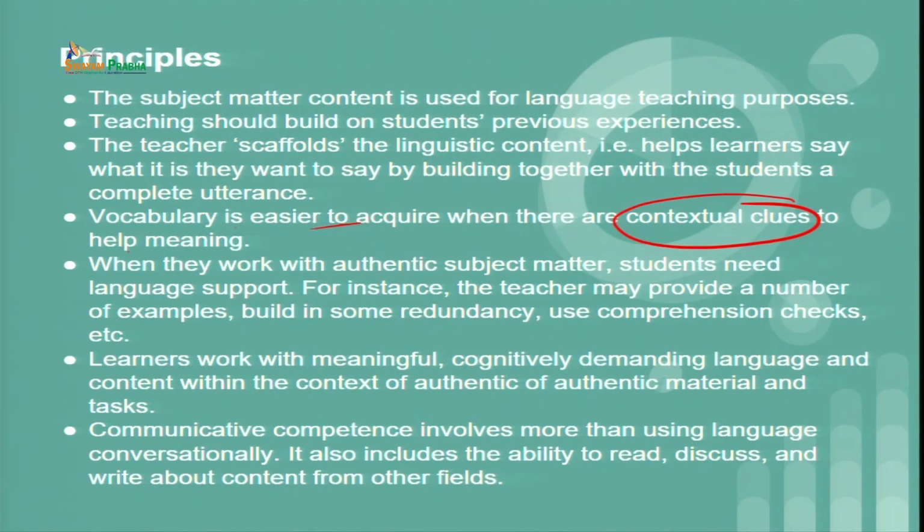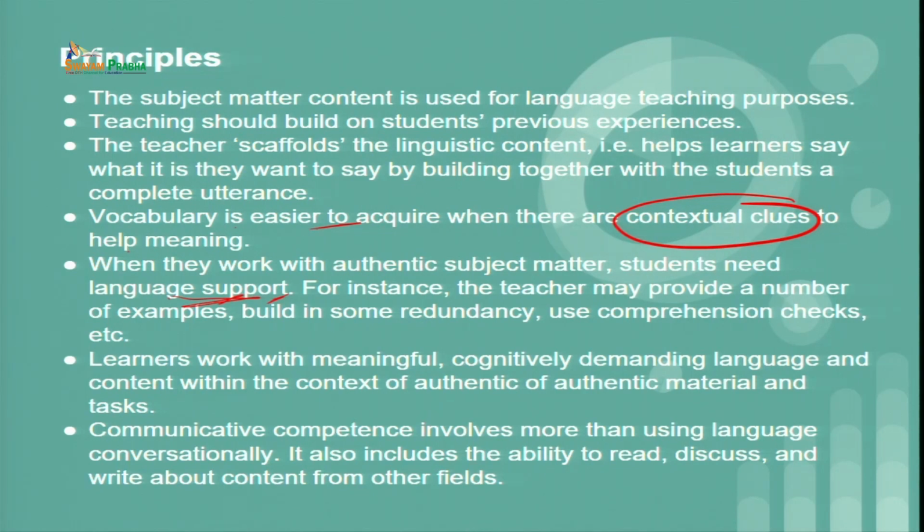Now coming to the next point, when they work with authentic subject matter, students need language support. So in order to articulate their opinion, their knowledge, and what they have made out, what the output is, they should have language support, right? They might have a good idea and they might know the process, how it can be done, but if they don't find the words to articulate it, then they would feel challenged.